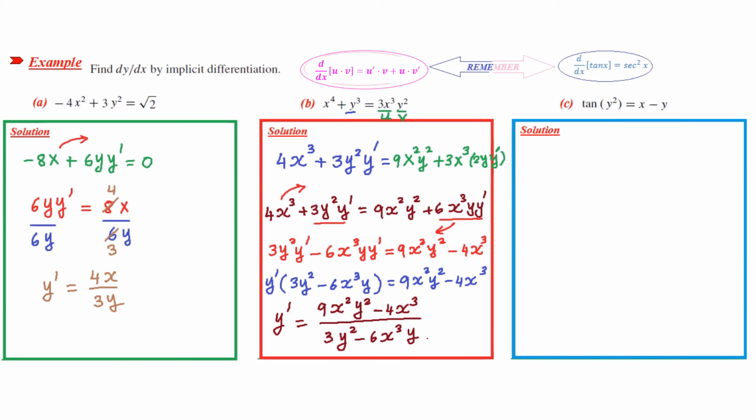For part C, we have trigonometric ratio, which is tan. Okay, and in general, if you want to find the derivative of any trigonometric ratio or trigonometric function, you have to find first the derivative of the inside angle, and the inside angle is y square, which is a function in terms of y. So when you want to find the first derivative, you have to multiply it by y prime.